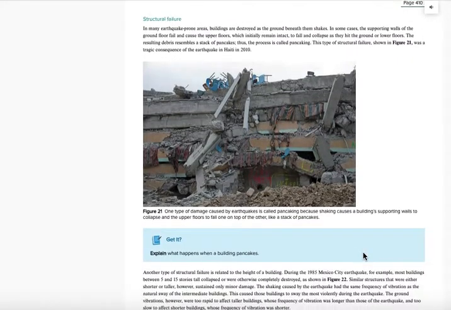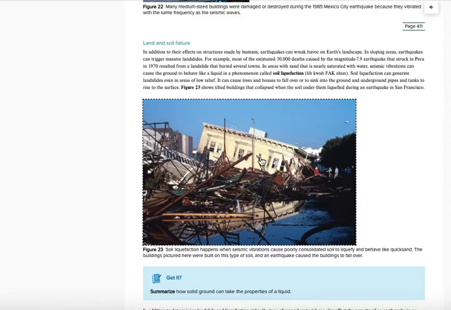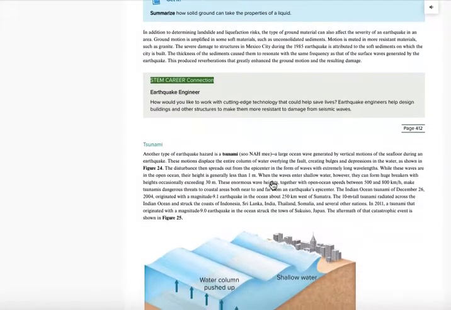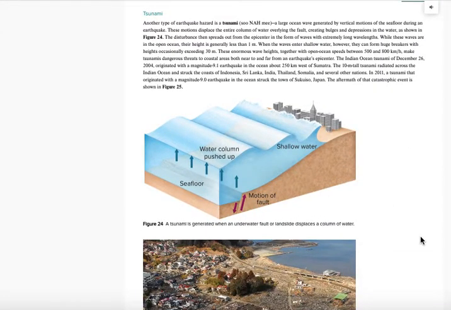So I want to show you some. This is where liquefaction has happened, where this whole area has just collapsed because the ground has become liquefied. A tsunami is another huge danger of earthquakes.